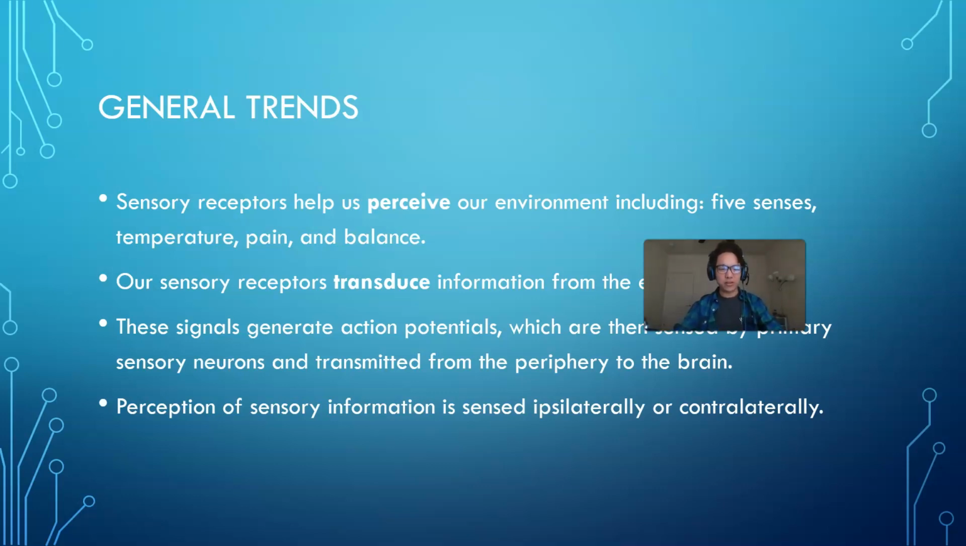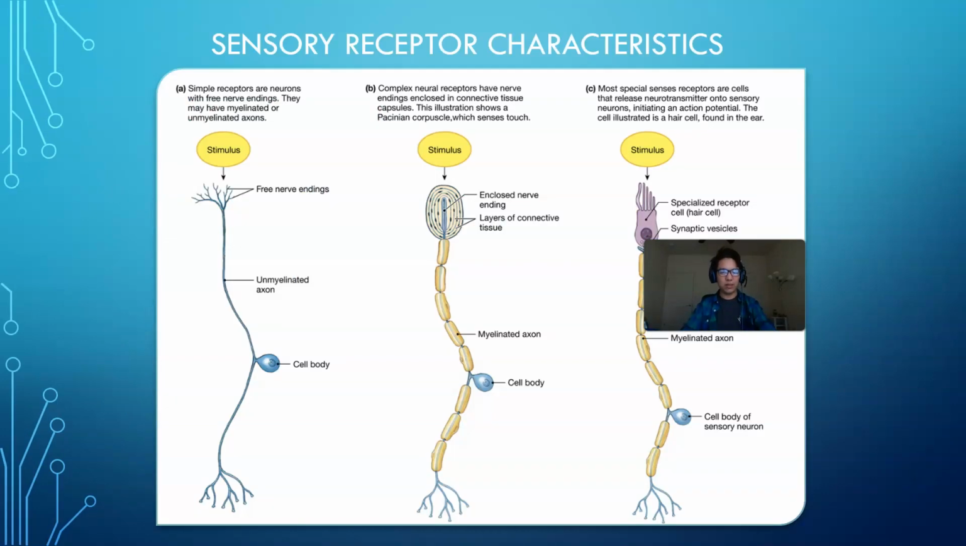So these signals that are transduced generate action potentials, which are then sensed by primary sensory neurons and transmitted from the periphery to the brain in varying different processes, which I'll elaborate on in a little bit. I'd also like you guys to know that perception of sensory information is sensed both ipsilaterally and contralaterally, depending on the sense. So let's talk about different sensory receptor characteristics.